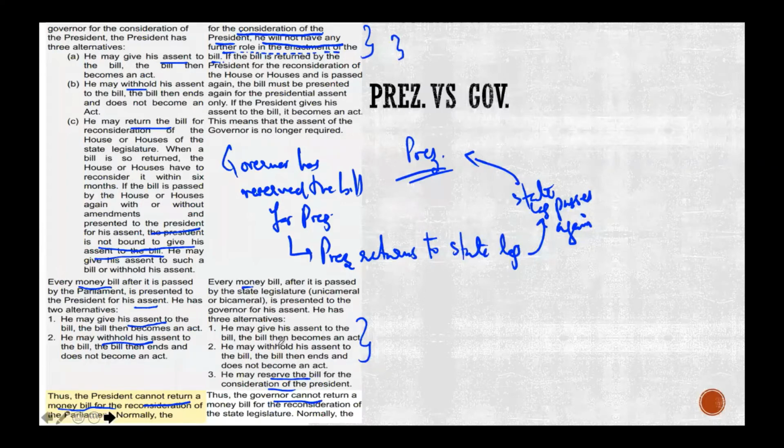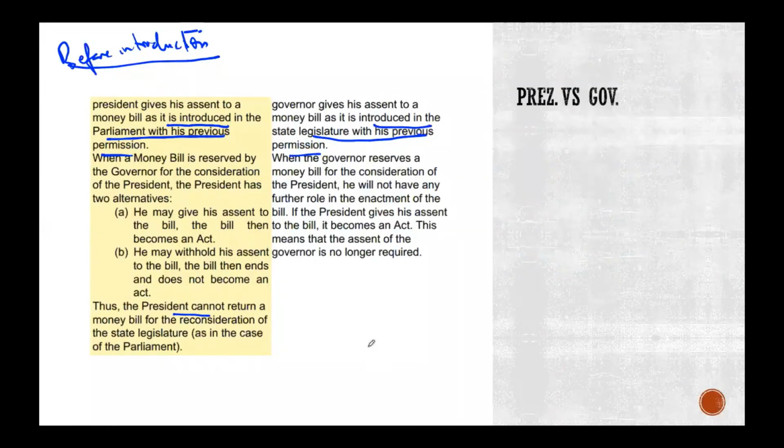Now, if I try to confuse you once again, what about an ordinary bill? What were the options for an ordinary bill? In an ordinary bill, can the president return?